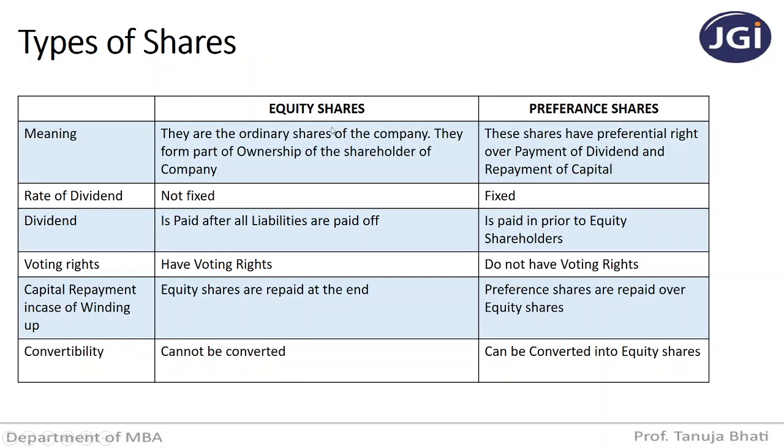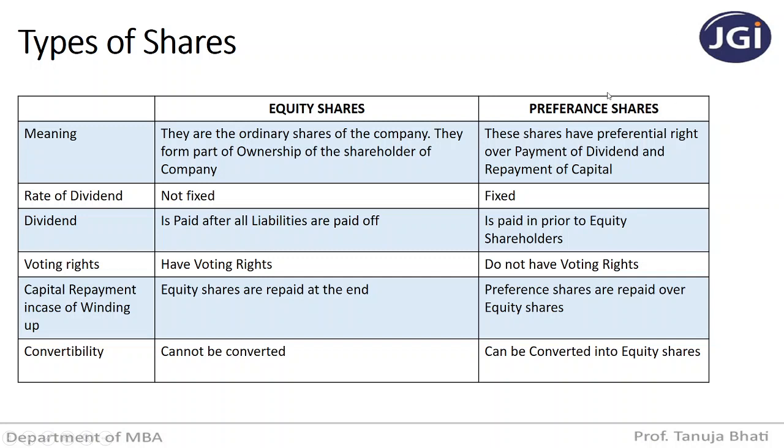Any person who subscribes for the equity shares and invests money into the equity shares becomes an owner of the company. Whereas preference shares have preferential right over payment of dividend and repayment of capital. We have already seen that against the money invested by the public into the shares of a particular company, they get a reward named dividend, and the person holding the share becomes the shareholder of the company.